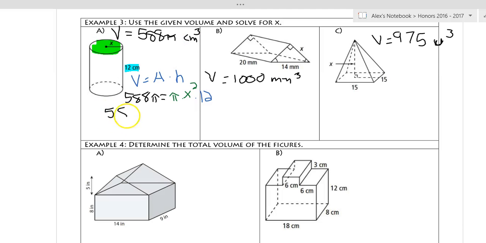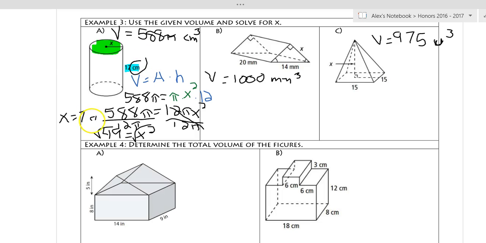So I have 588 pi equals 12 pi x squared. So now I'm dividing by 12 pi on both sides. So I get 49 equals x squared, because those cancel out. And now I'm just solving for x, so I'm taking the square root. So really, x equals 7 centimeters. So x equals 7 centimeters for that one.